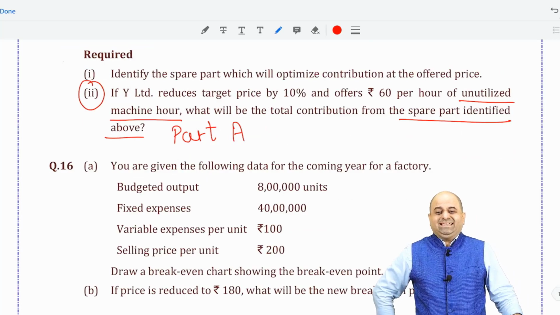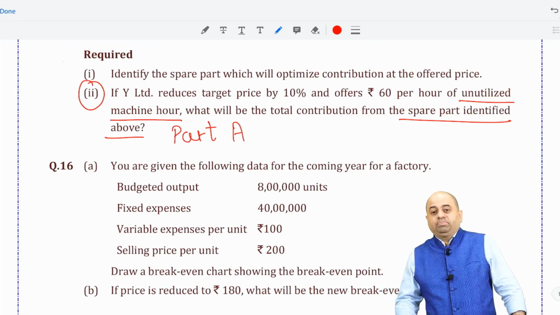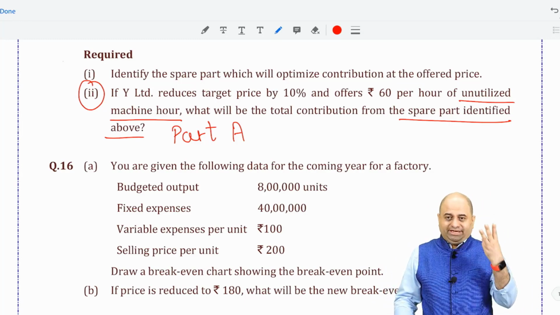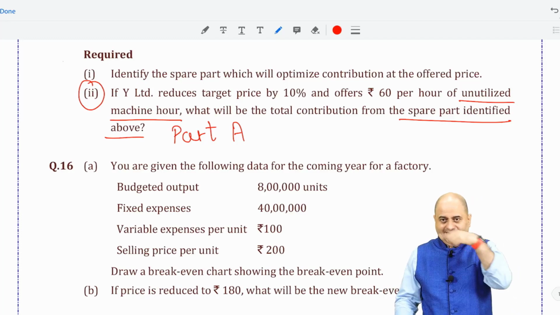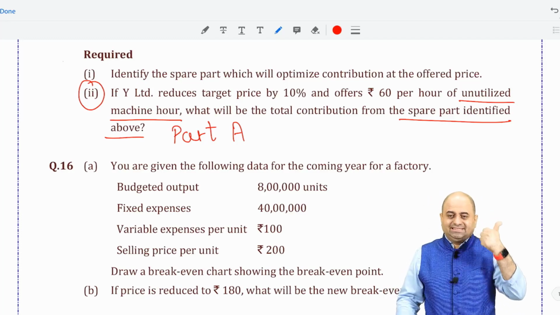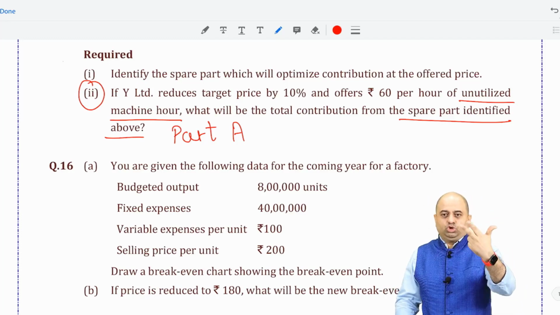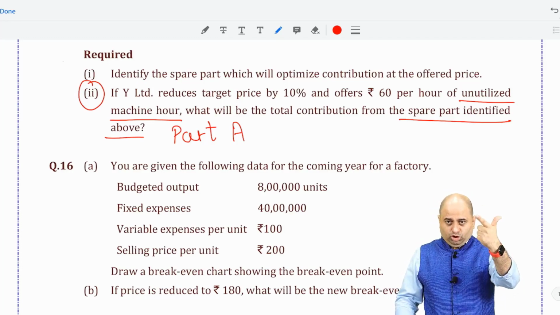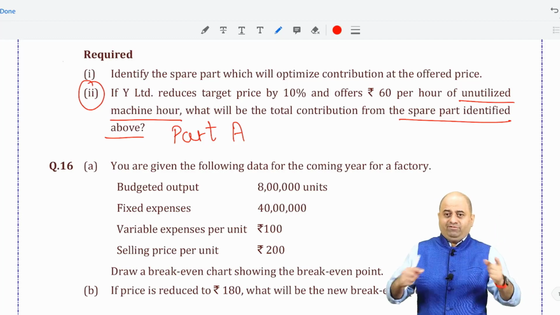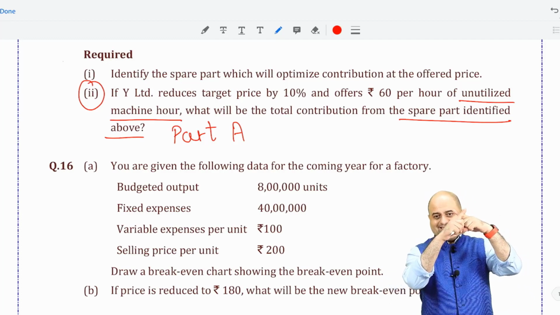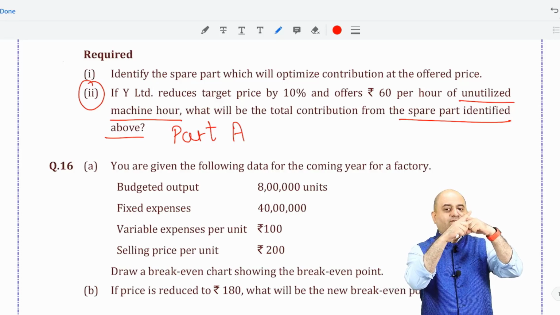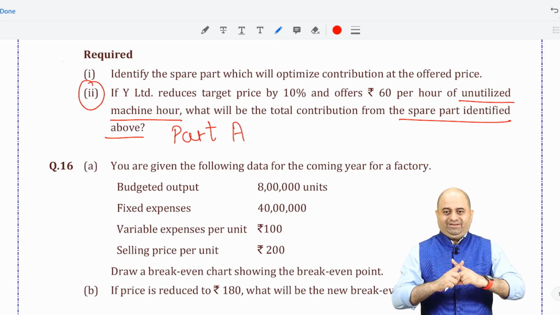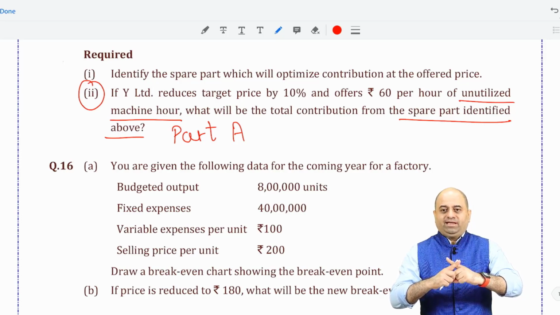Now we move on to question 16. Graphical question. A few things to remember: you need to draw 3 lines. You need to plot the sales line, total cost line, and fixed cost line. Wherever the sales line and total cost line intersect, that point will become your break-even point.